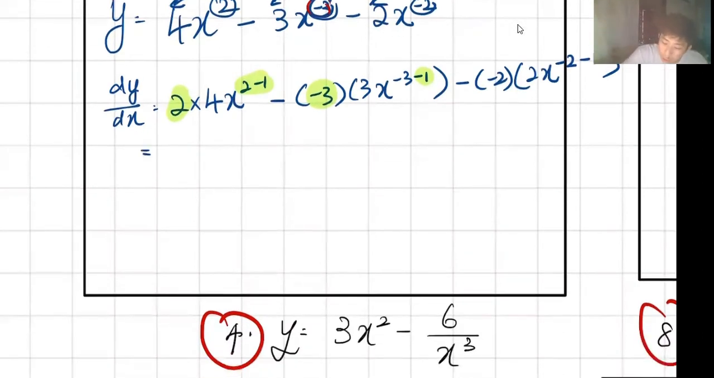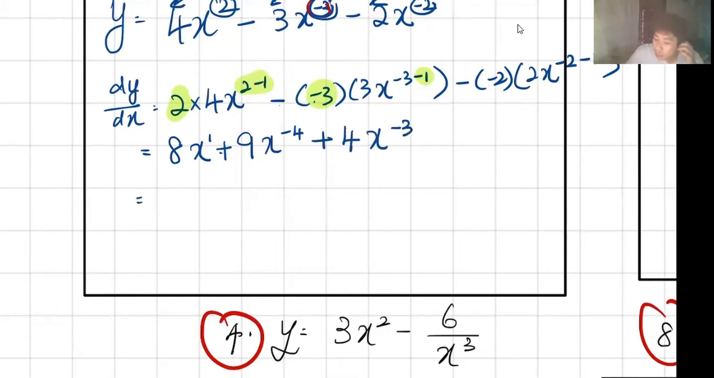Okay, so what I do is I multiply 2 times 4, constant, I get 8x, 2 minus 1 gives you 1. Okay, this is minus times minus, so I get plus. 3 times 3 gives you 9. x to the power of minus 3 minus 1 gives you minus 4. Okay, this is minus minus, also plus. 2 times 2 is 4. x to the power of minus 2 minus 1 gives you minus 3.